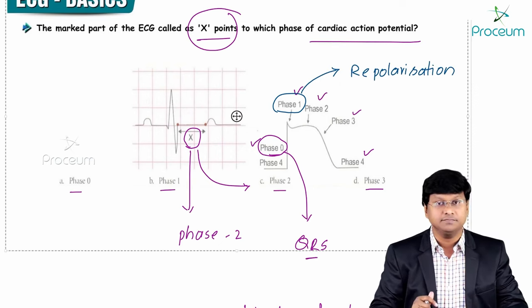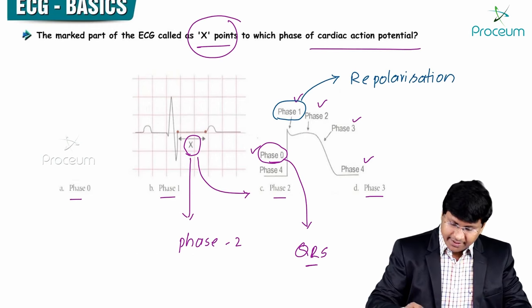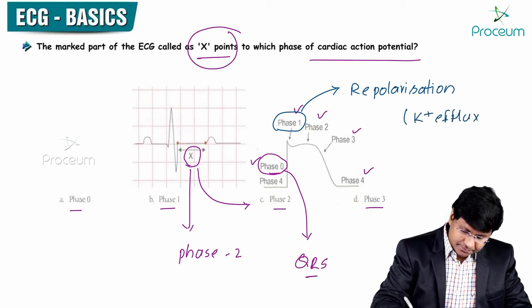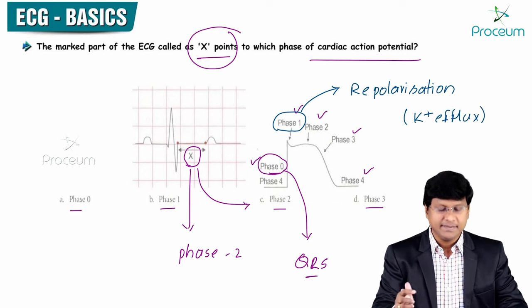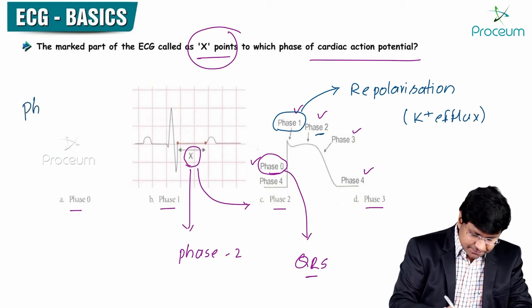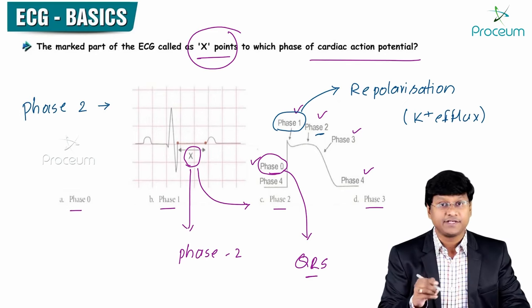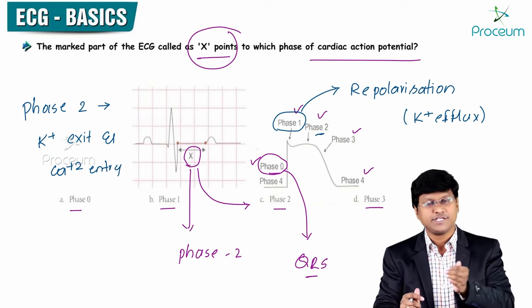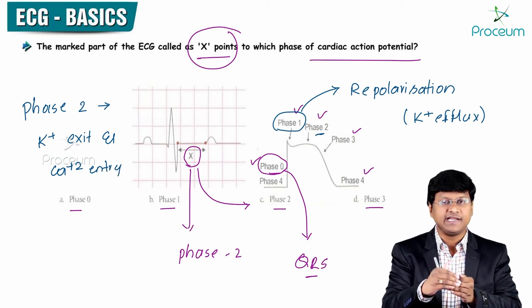So that means what? During phase 1, there will be potassium efflux which will begin. And immediately, what will happen in phase 2? During phase 2, there will be potassium exit and calcium entry into the cell. That means what? A positive ion is moving out and a positive ion is entering.